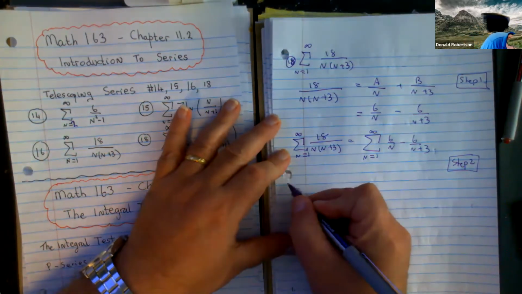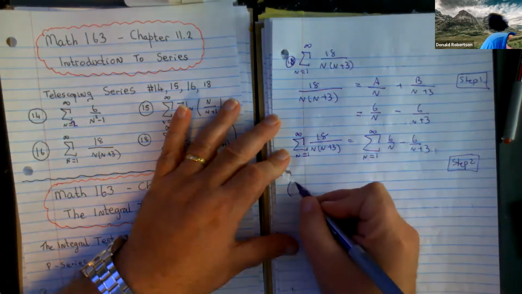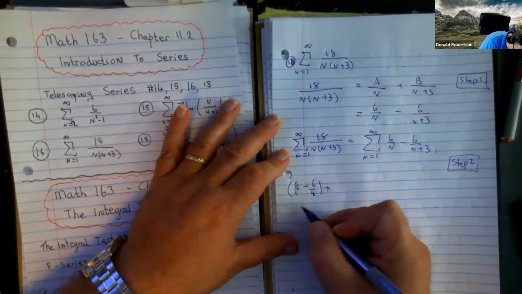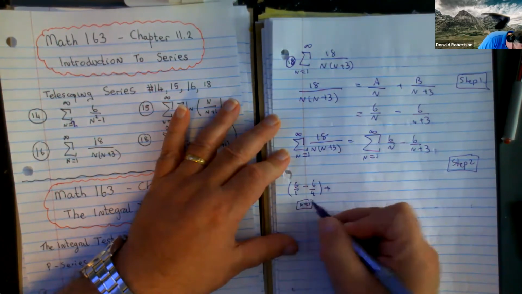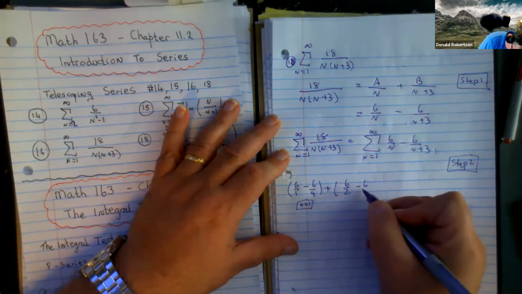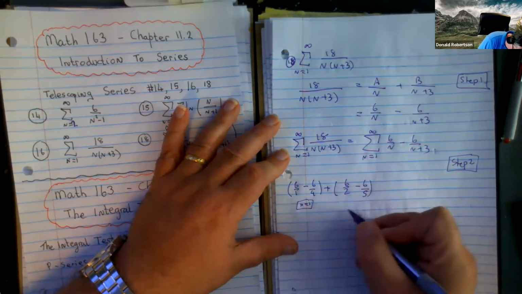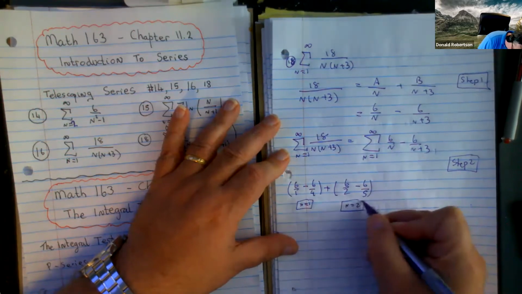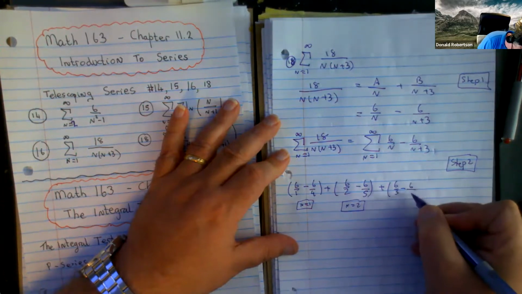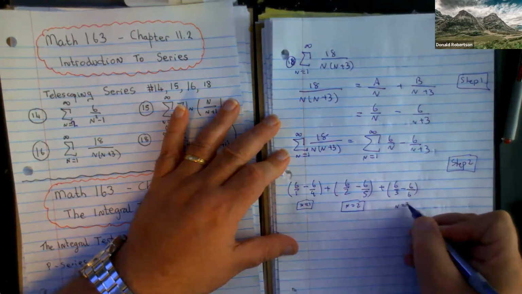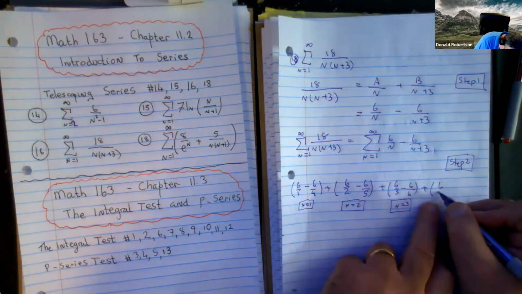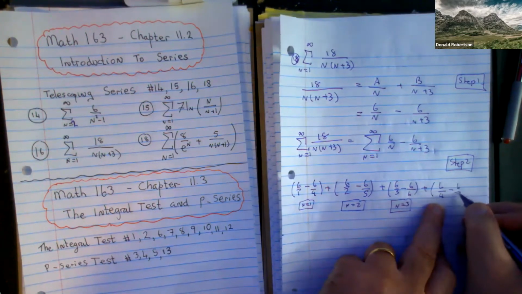So this one, I think, needs quite a few. If you plug in 1, you get 6 over 1, take away 6 over 4. And that's what you get when you put n equals 1 in. If you plug n equals 2 in, you get 6 over 2, take away 6/5. If you plug in 3, you get 6 over 3, take away 6 over 6. If you plug in 4, you get 6 over 4, take away 6/7.